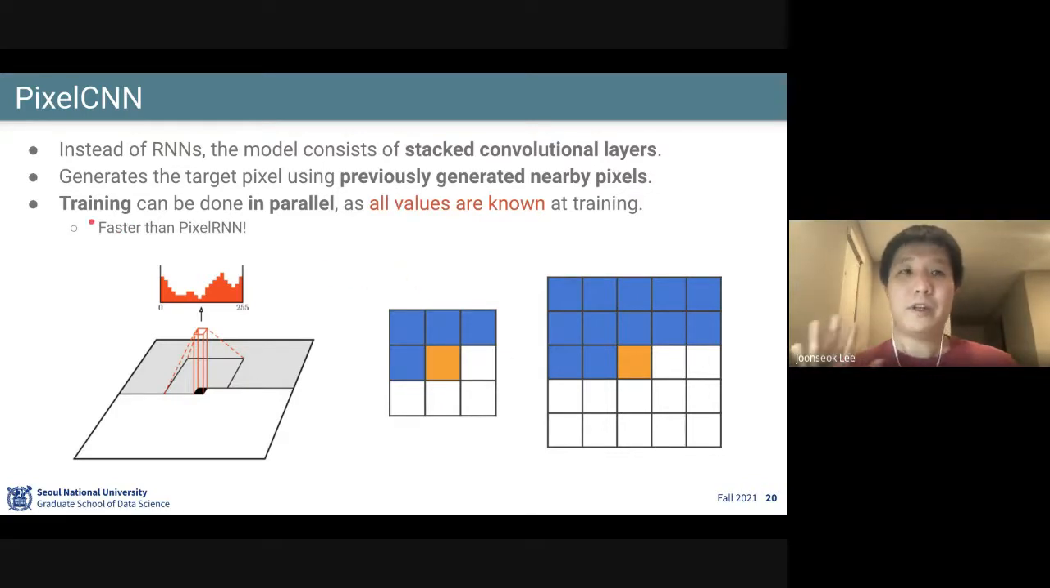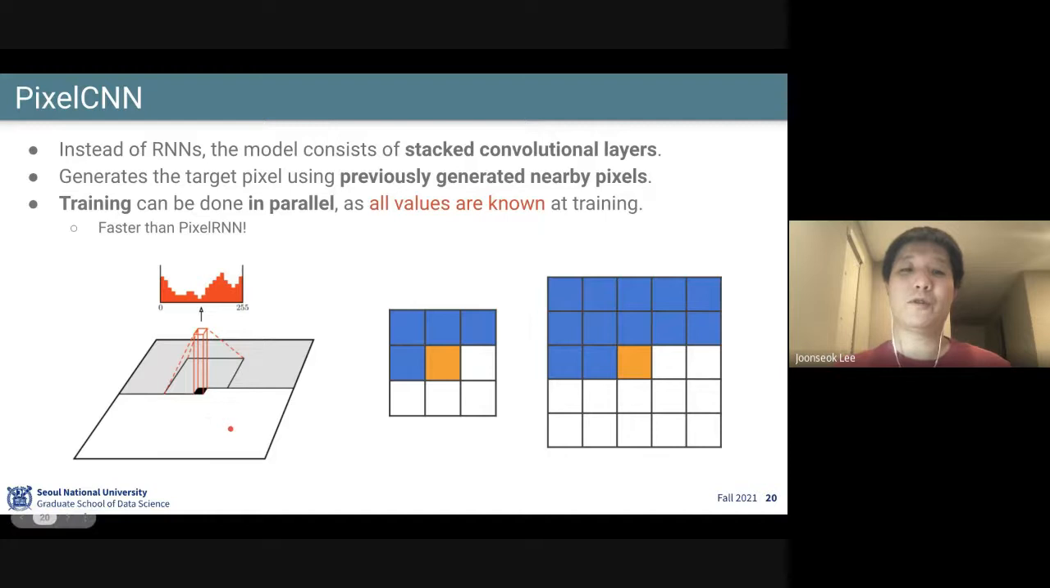So in implementation, the training can be done in parallel, again, because the input image, the training data, is given. We are not generating, well, we are generating them, but we can still use the training data. So all of these values are actually known, but we have to pretend as if not, because the model needs to be able to generate this pixel only based on this area, not using this, even if that's available. But because of that, we can actually do this in parallel.